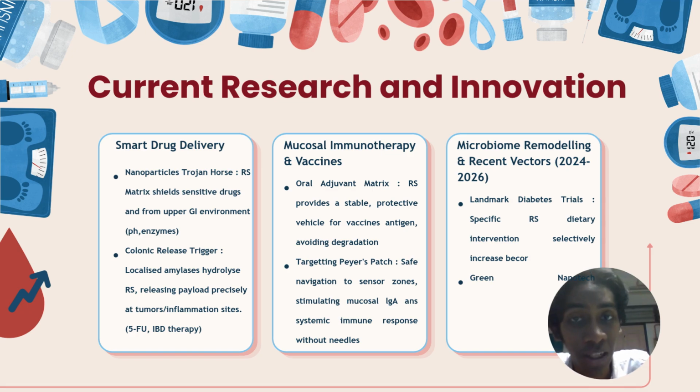Finally, on the far right, we look at microbiome remodeling and recent advances spanning the last few years. In the clinical space, landmark diabetes trials have proven that highly specific resistant starch intervention can selectively enrich and remodel our microbiome. By significantly boosting populations of beneficial gut bacteria, we can directly lower clinical markers like HbA1c and systemic inflammation in type 2 diabetes patients.